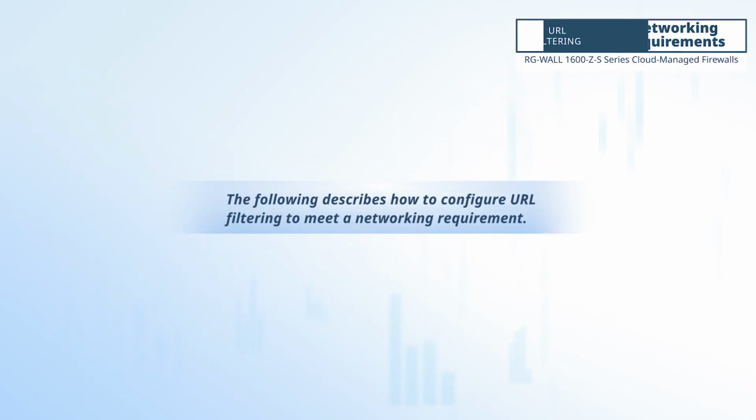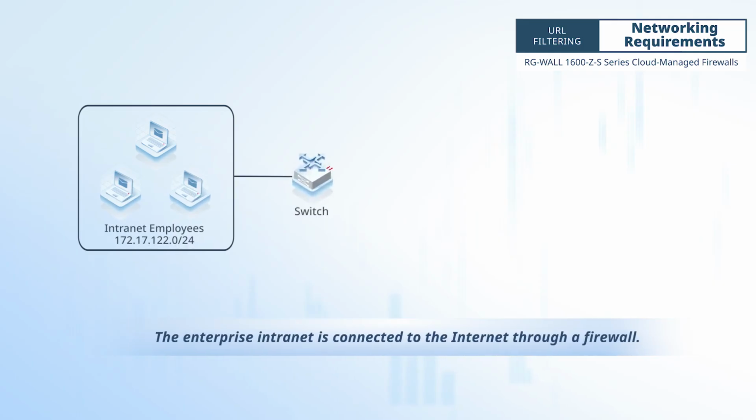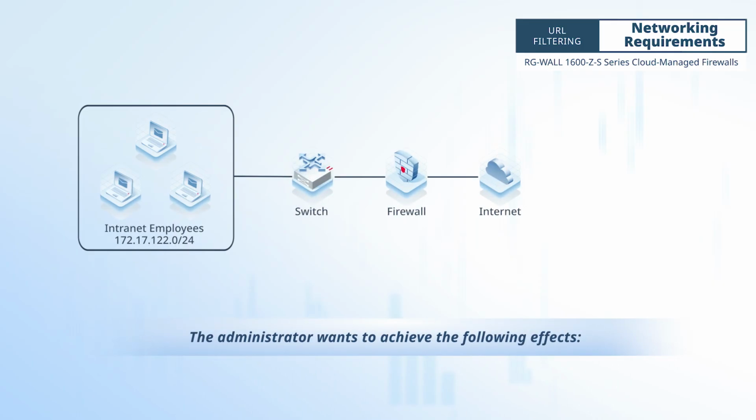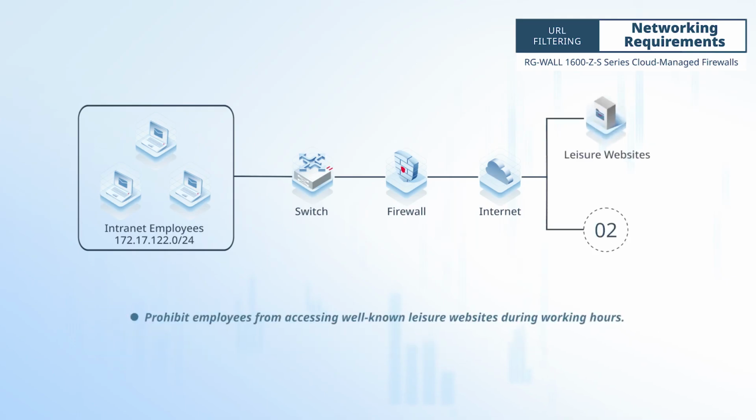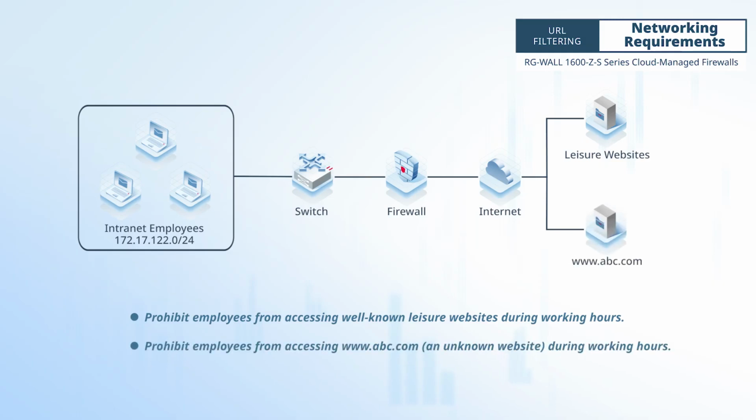The following describes how to configure URL filtering to meet a networking requirement. The enterprise is connected to the internet through a firewall. The administrator wants to achieve the following effects. 1. Prohibit employees from accessing well-known leisure websites during working hours. 2. Prohibit employees from accessing www.abc.com, an unknown website, during working hours.